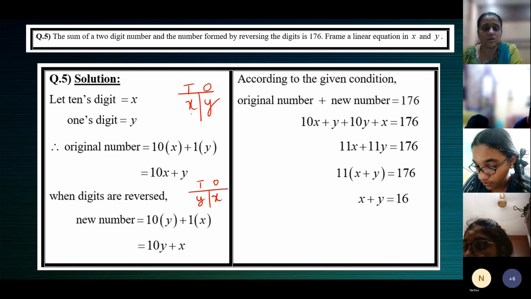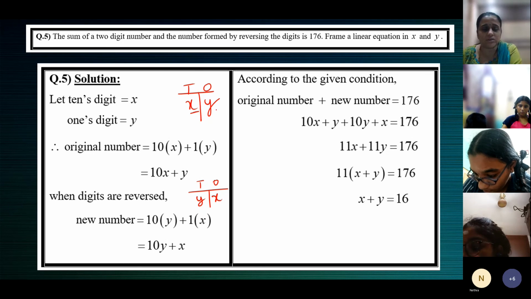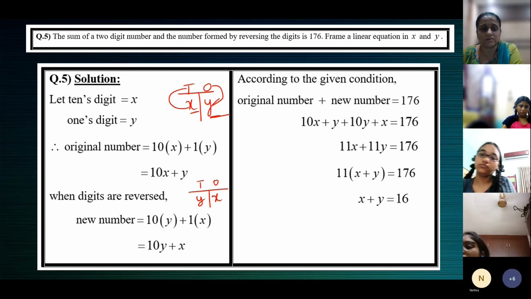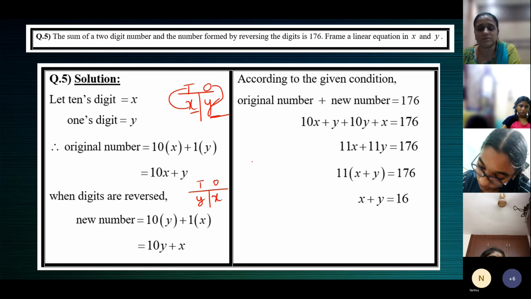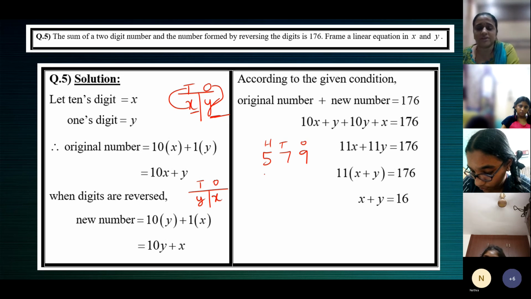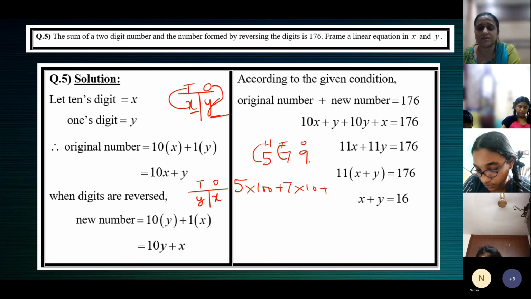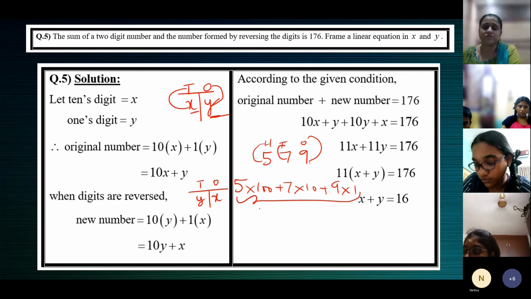So if you call the tens digit as x and ones digit as y, so the original number will be 10 into x plus 1 into y, or 10x plus y. That's how we write a number in the expanded form. Now, for example, the number is 579, ones, tens, hundreds. So how do you write this number in the expanded form? 5 into 100, because it's in the hundreds place, plus 7 into 10, plus 9 into 1. This is how we write the number in the expanded form.